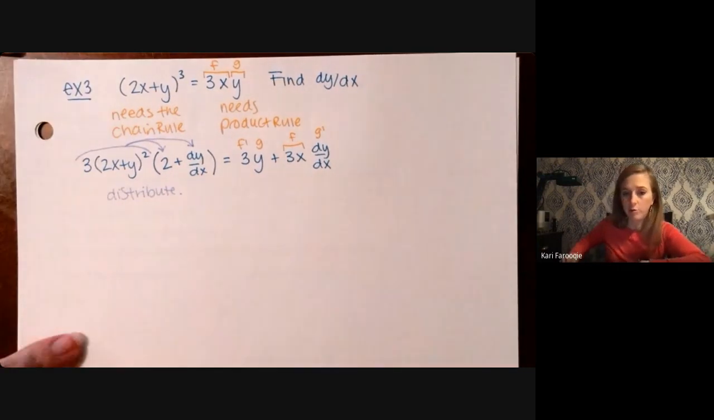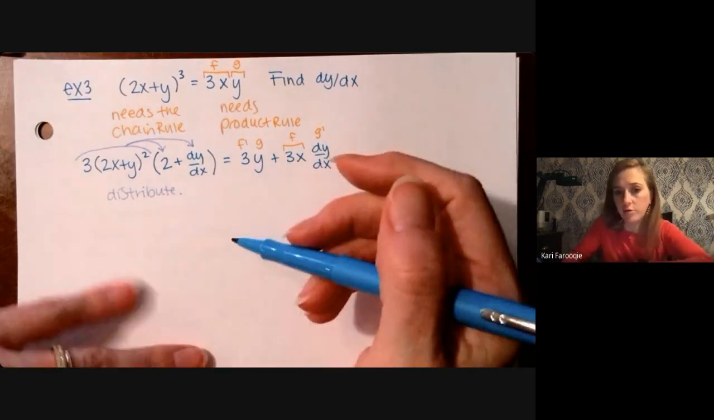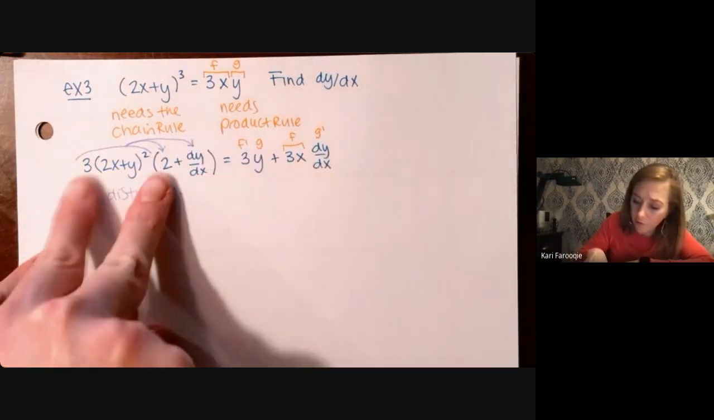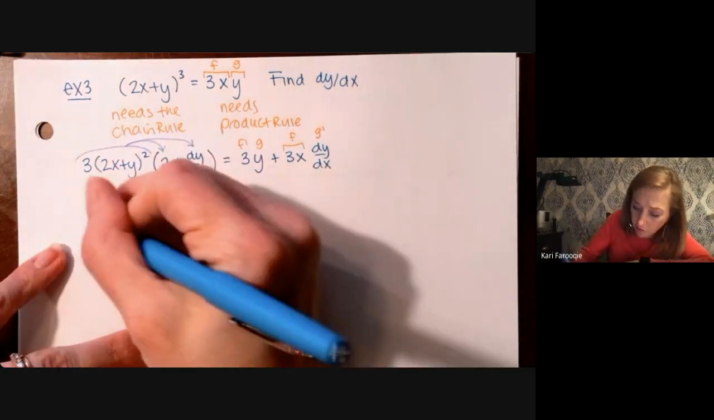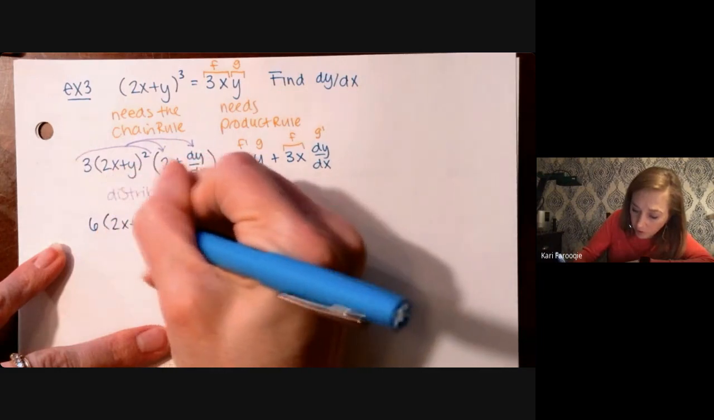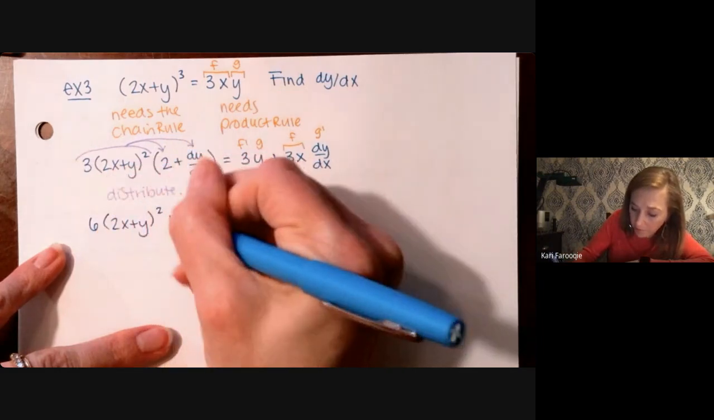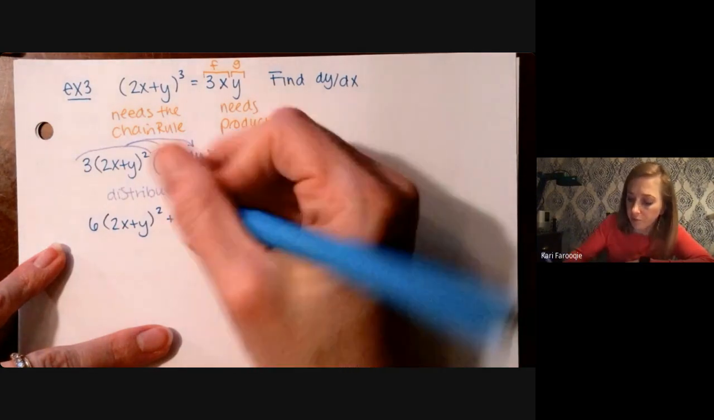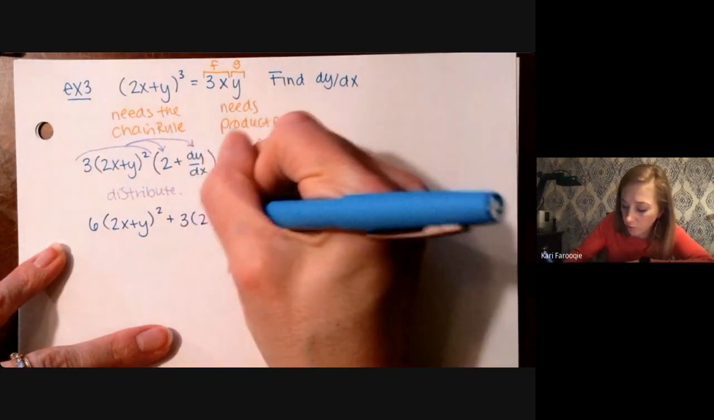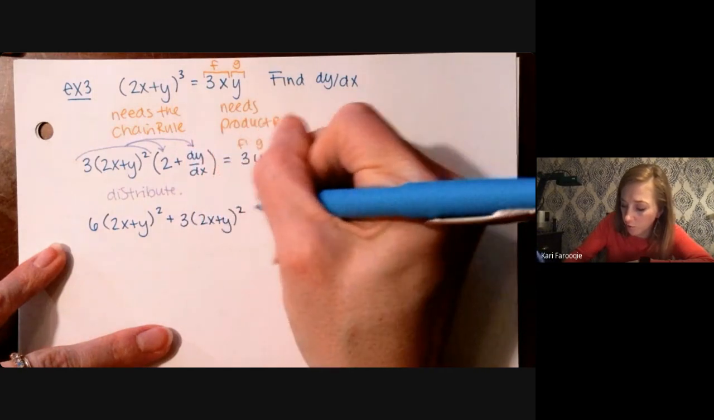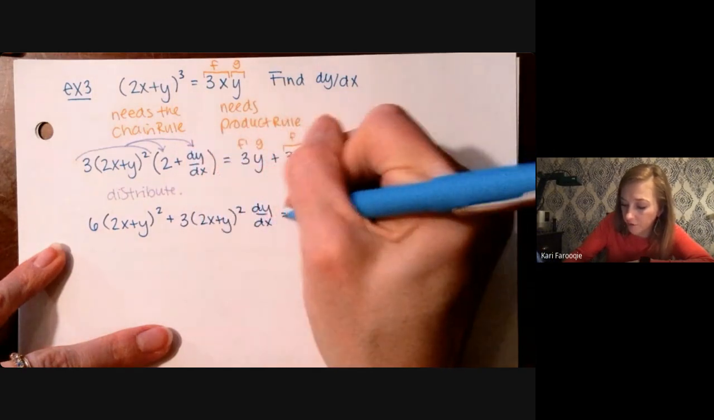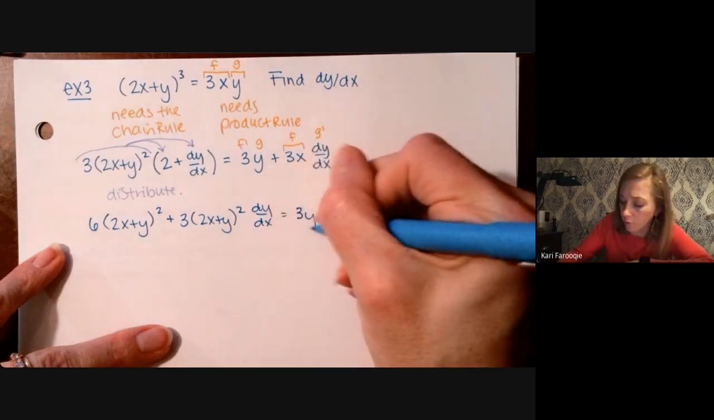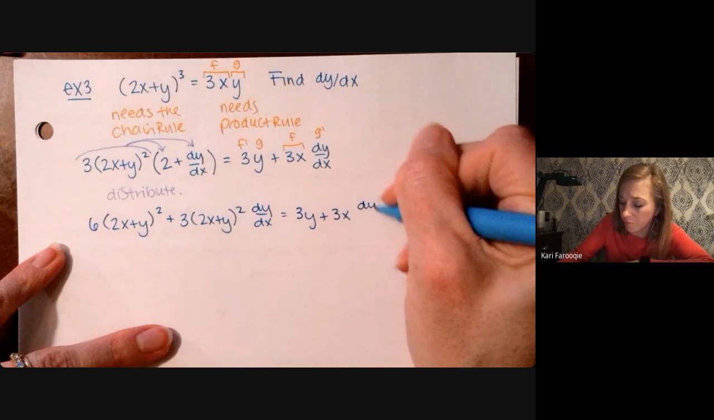I'm going to do another one like this too, just so that you can see a little bit more. So when I distribute into the 2, I'm going to multiply the 3 times 2 to get 6. And then I have 2x plus y squared. And now I'm going to multiply into dy dx. So I'm going to just have 3 times 2x plus y quantity squared dy dx equals, and then the right-hand side's already split up into terms.